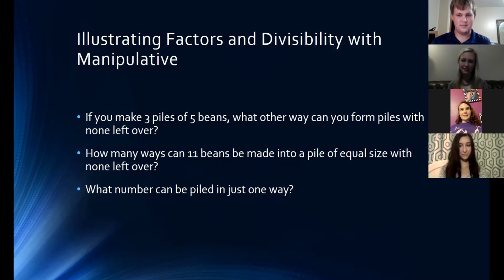How many ways can 11 beans be made into piles of equal sizes with none left over? There are two ways: one pile of 11 or 11 piles of 1. What number can be piled in just one way? Just one.